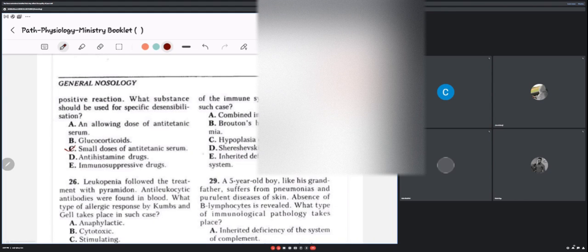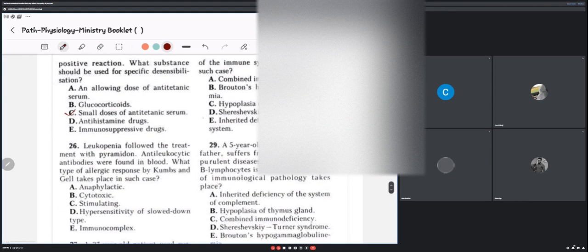All right, this is another type of reaction. Okay, I didn't tell you about the Coombs test. That's separate. Leukopenia followed the treatment with pyramidon. Pyramidon is an analgesic, a pain reliever. Anti-leukocytic antibodies were found in the blood. What type of allergic response by Coombs and Gell's classification took place in this case?